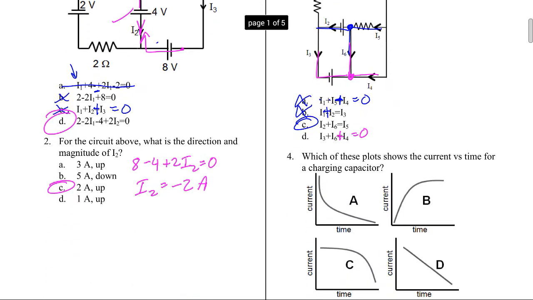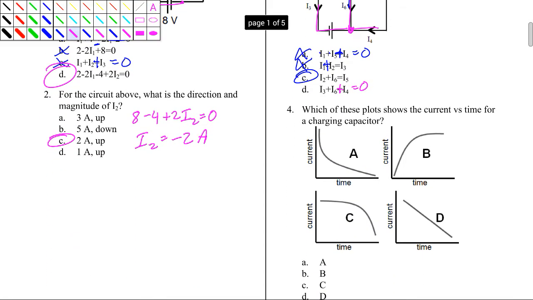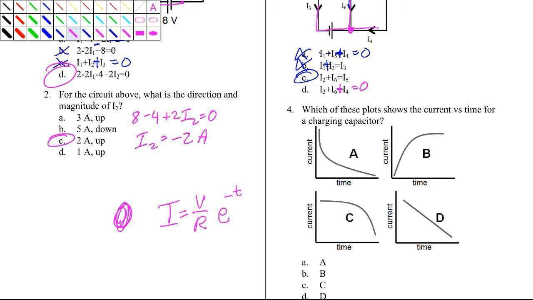Which of these plots show the current versus time for a charging capacitor? Well, charging shows the current. Current is V over R. That's our maximum current. And when it's charging, it will have the maximum current right away times e to the minus t over RC. So initially, our current is going to be equal to this maximum value.